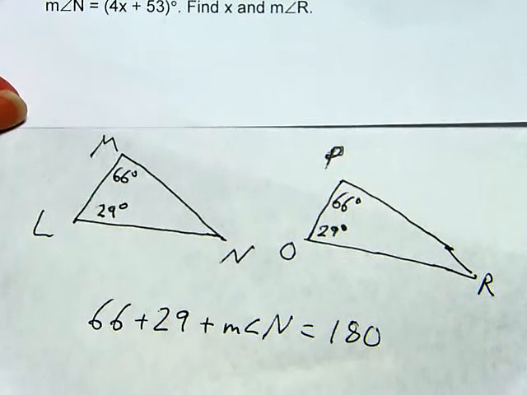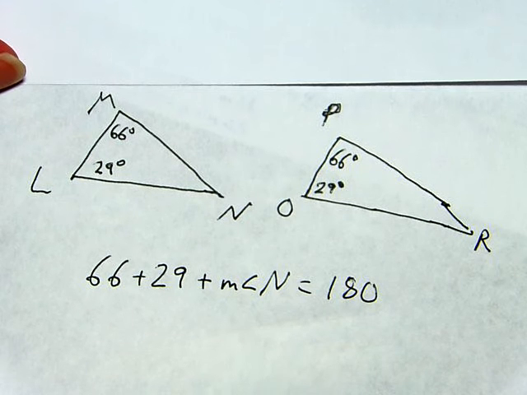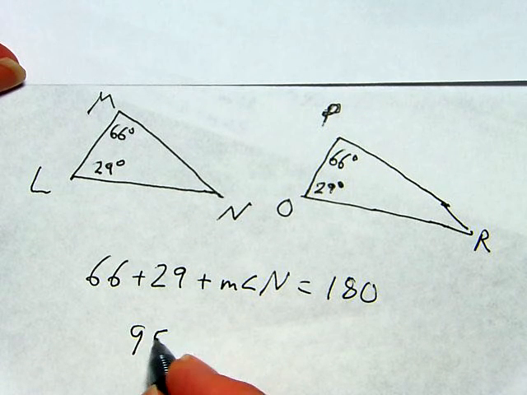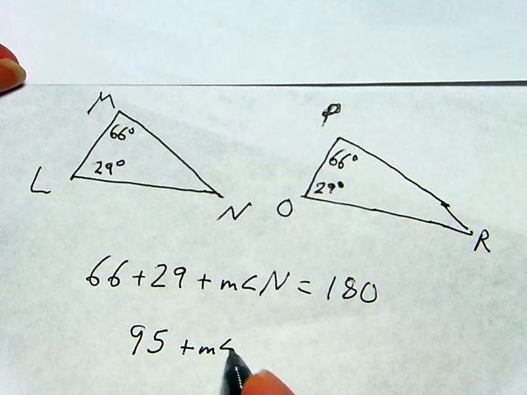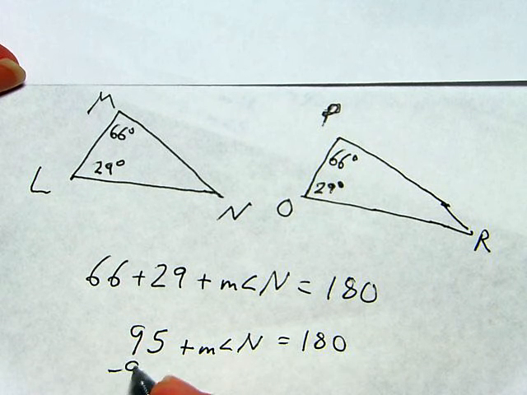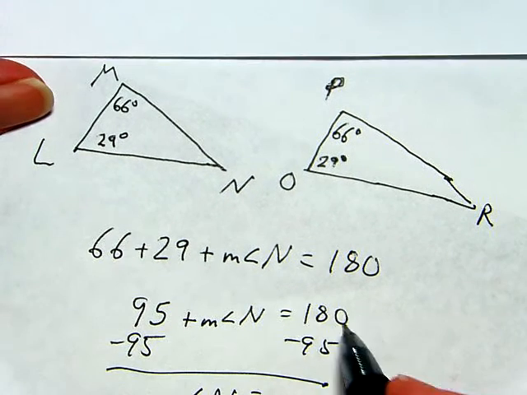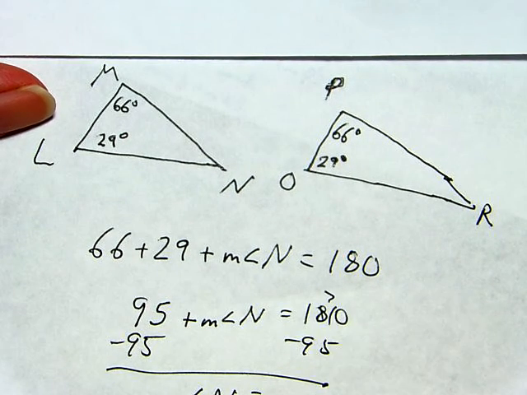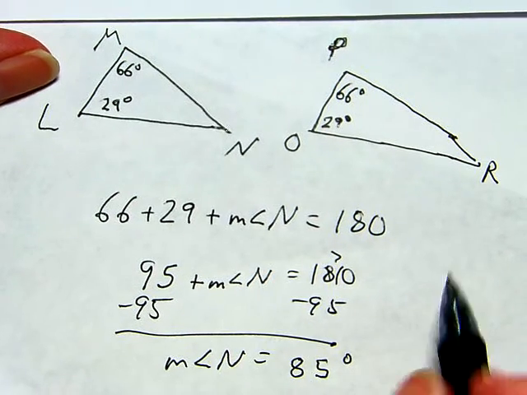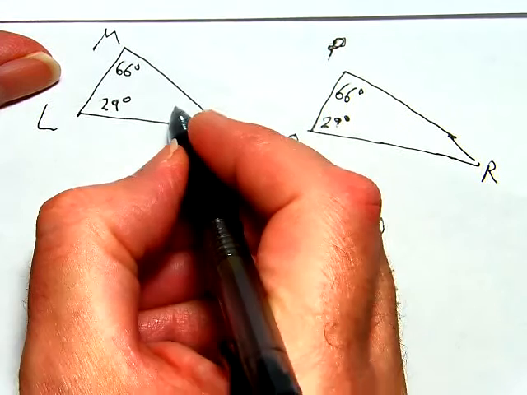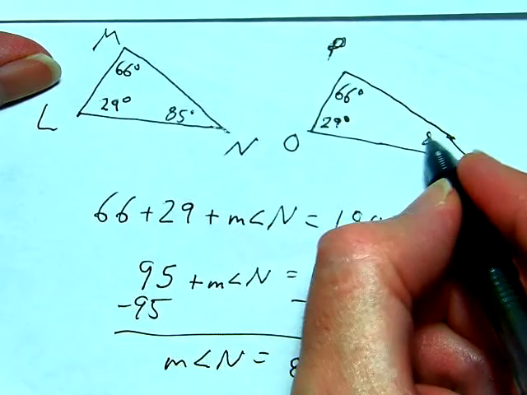We can solve this equation. Let's go ahead and solve it for the measure of angle N. So 66 plus 29 is equal to 95, okay, plus measure of angle N equals 180. We can subtract 95 degrees from both sides. That gives us the measure of angle N is equal to, do it the old-fashioned way, 85 degrees, okay, and that gives us the measure of angle N as well as the measure of angle R. So we've got 85 degrees here and 85 degrees here.